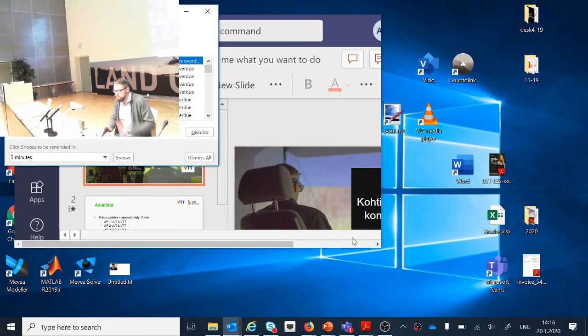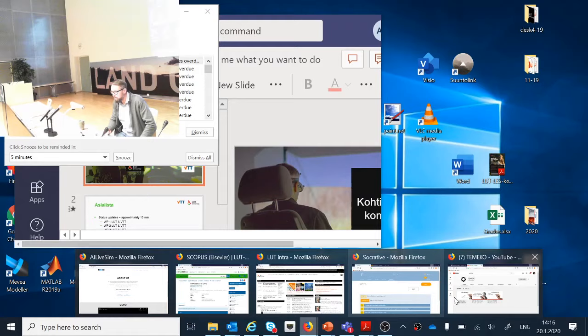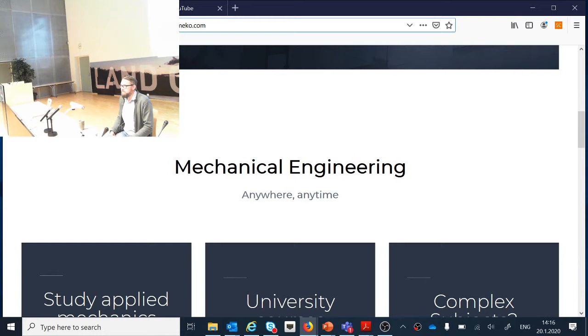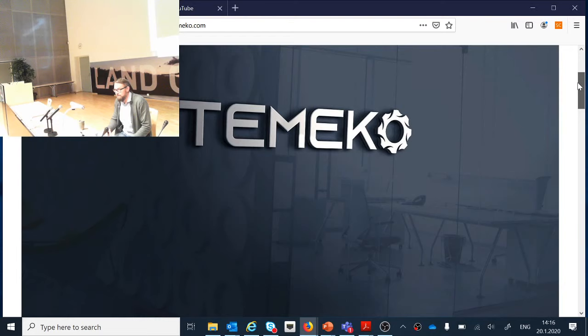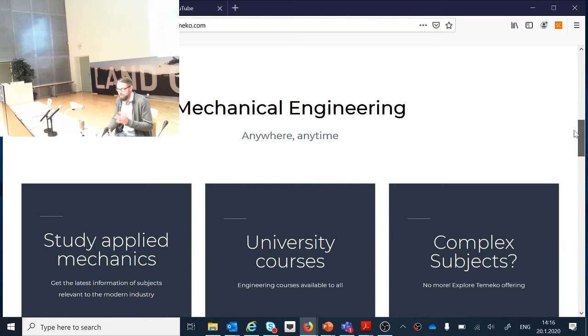Okay, so the thing that I want to share with you today is this one. Here's a project that we have been developing here in the Department of Mechanical Engineering. It helps you to understand some of the very complicated concepts in the future. And this tells a little bit about what courses are offered through this website.